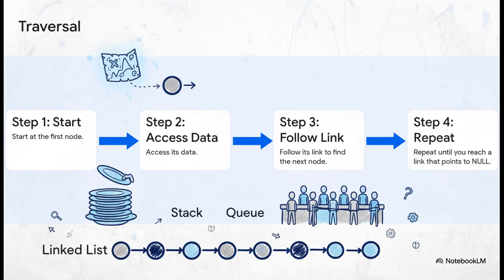So, if you want to actually read what's in a linked list, you have to do this little dance called traversal. You start at the very first node, you read its data, and then you just follow its link to the next one. And you just keep hopping from node to node like that until you finally hit a link that points to null, which is just a fancy way of saying you've reached the end of the chain.